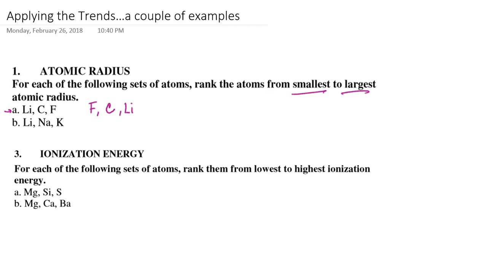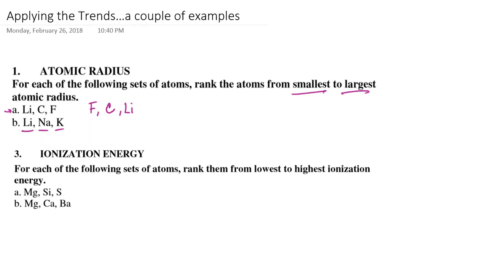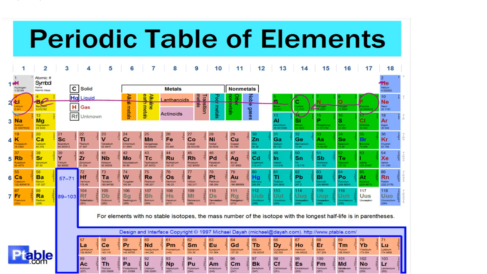If I take a look at the second list, I'm being asked to do the same with lithium, sodium, and potassium. So let me go ahead and locate those in the periodic table. So I have lithium, sodium, and potassium. So now notice what's going on here is I'm working within a group.